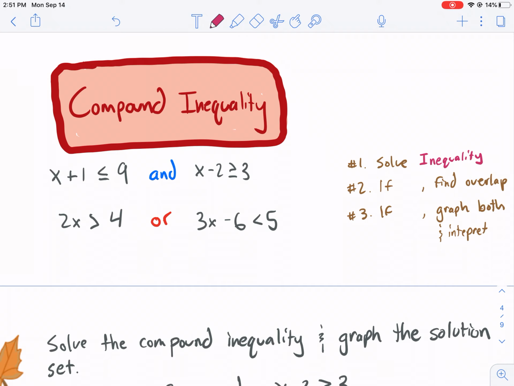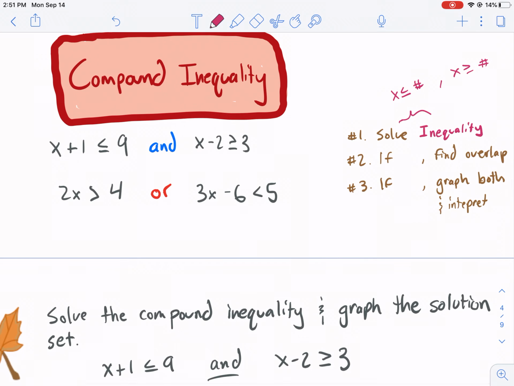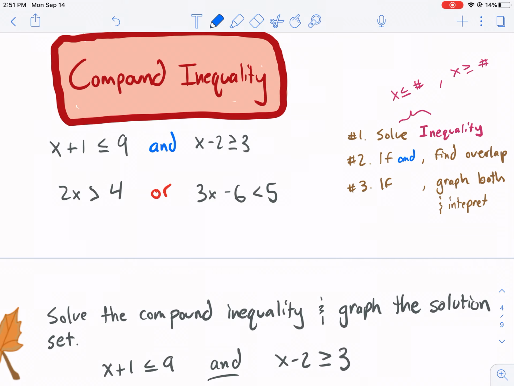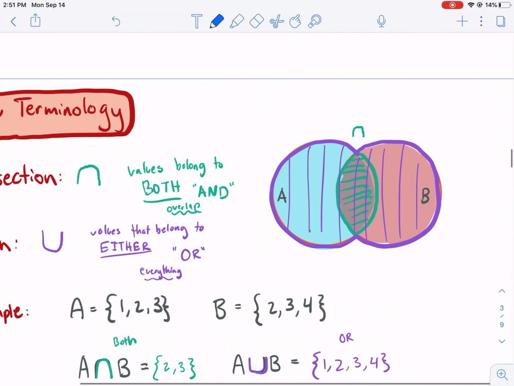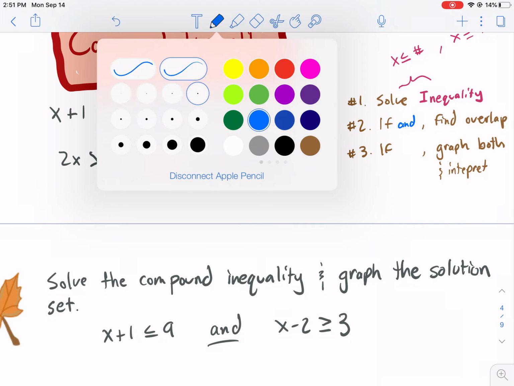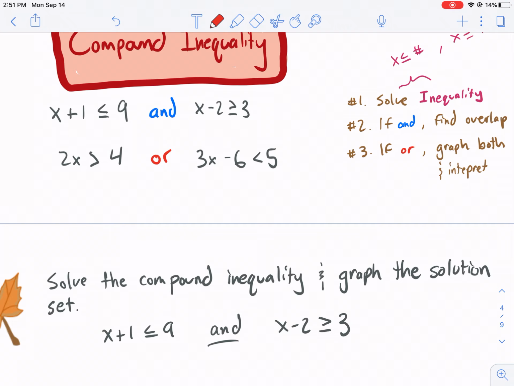Step 2, once you're done with that, let me just draw another graphic. You're going to get x is less than or equal to some number or whatever the case may be. You may have 2 of them, like x is less than one number, and x is greater than another number. So you're going to solve for the inequality. Number 2, if it is "and," you are going to find the overlap. Just like we found the overlap here, you're going to find the overlap anytime it says the word "and" in a compound inequality. What about for the word "or"? For "or," graph both inequalities and then interpret.